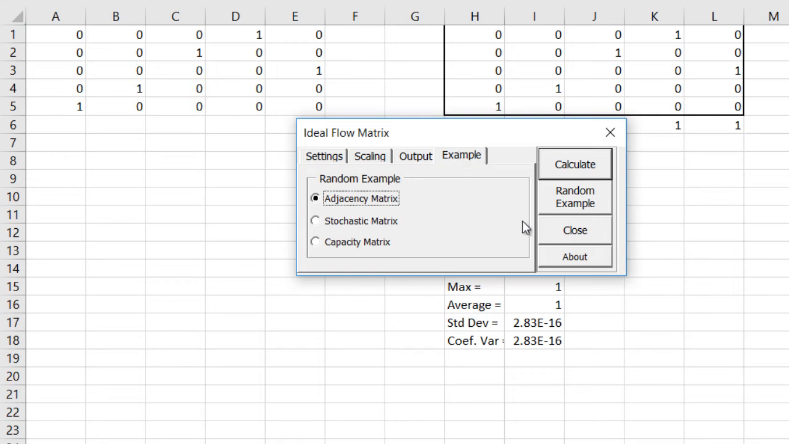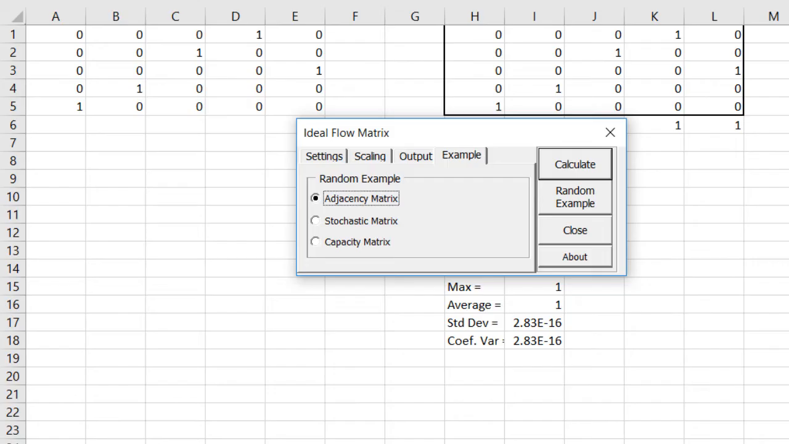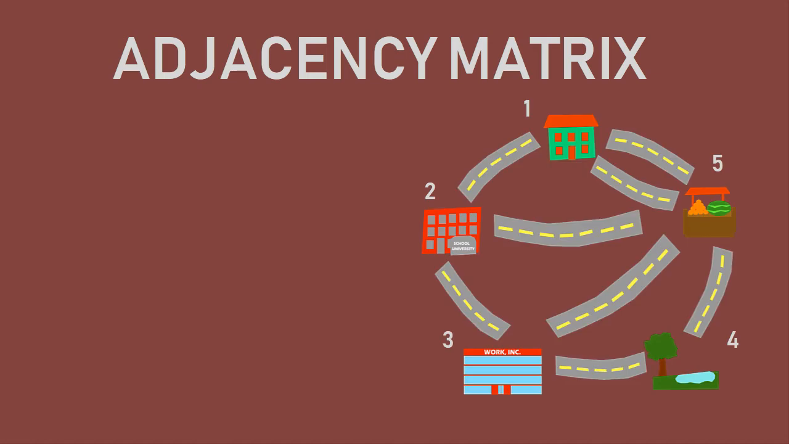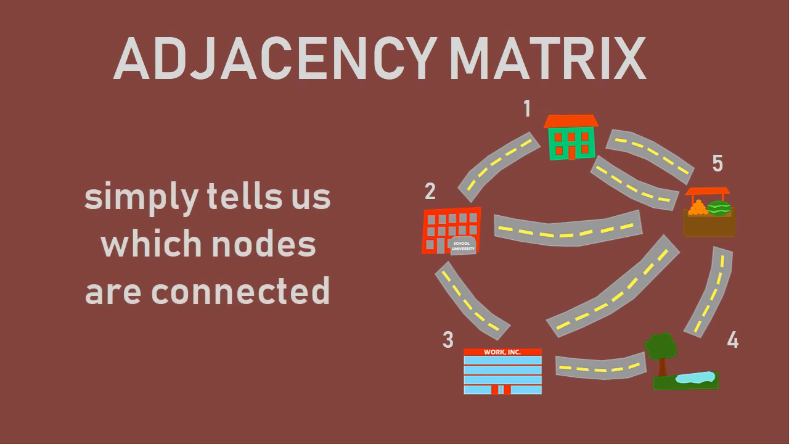Now let's move on to random example. We saw earlier that we could generate a random network, and this add-in gives us 3 kinds of matrices to choose from. Notice that currently, adjacency matrix is selected. This is the simplest type. An adjacency matrix simply tells us which nodes are connected.